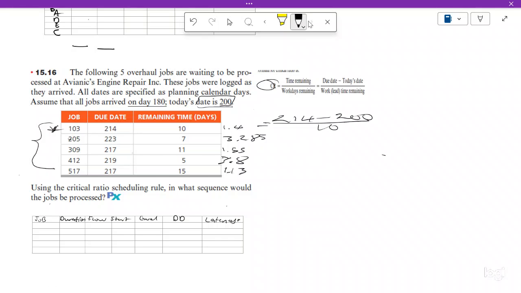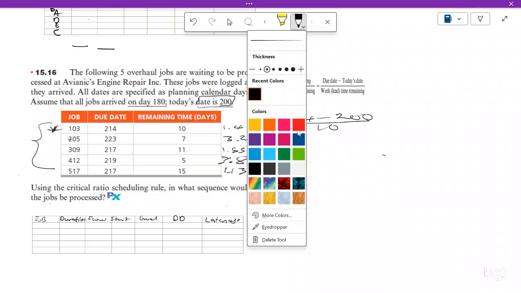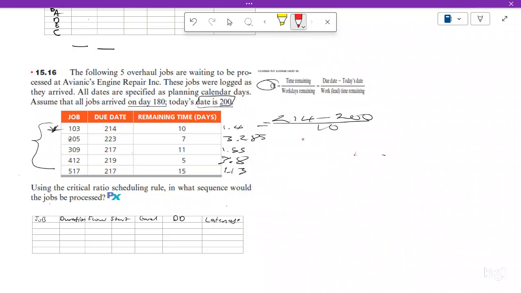1.13. So now, to boost your confidence and so that you never get stuck, rather label them here. Which one is going to be number one? Which one is the least? 1.13 is number one, then number two, number three, number four, and five. That's how you get your information.